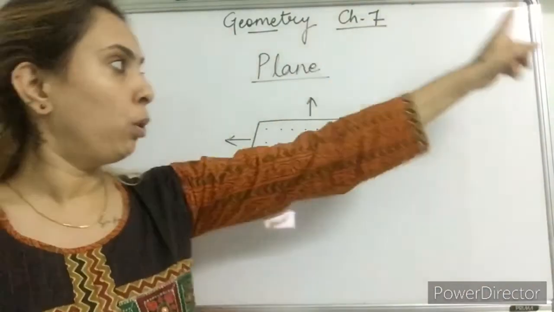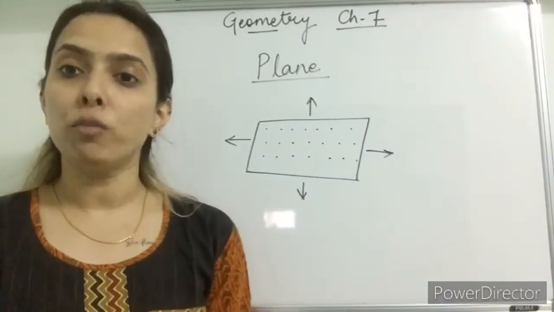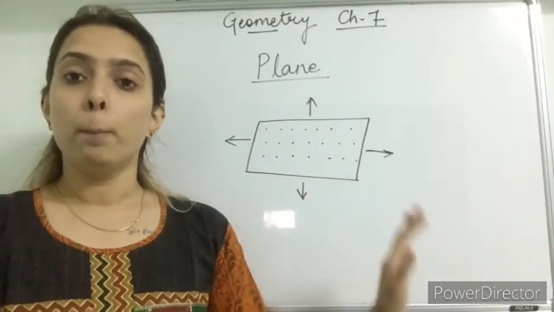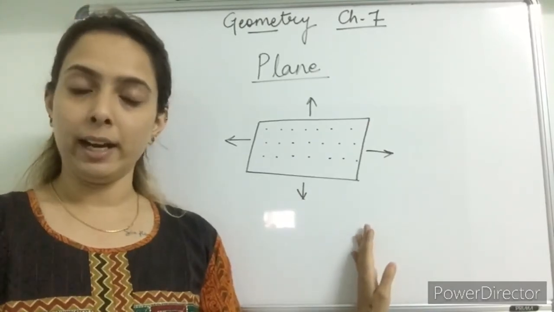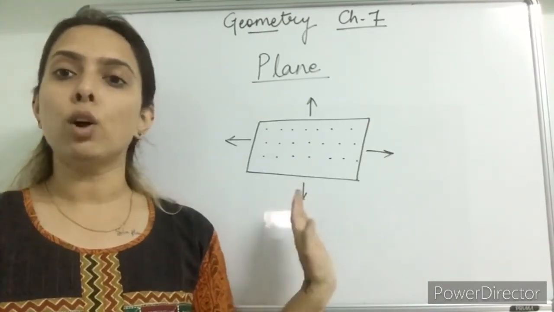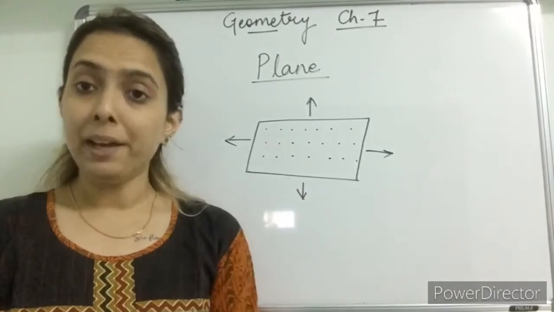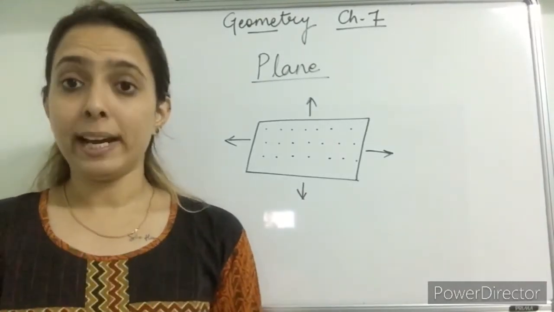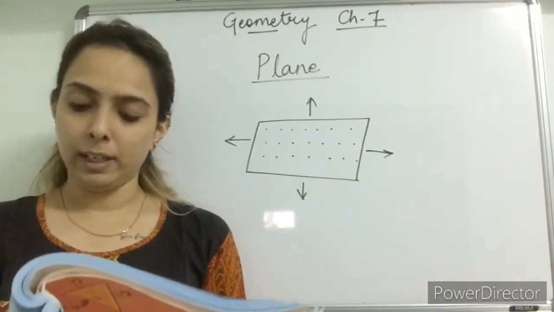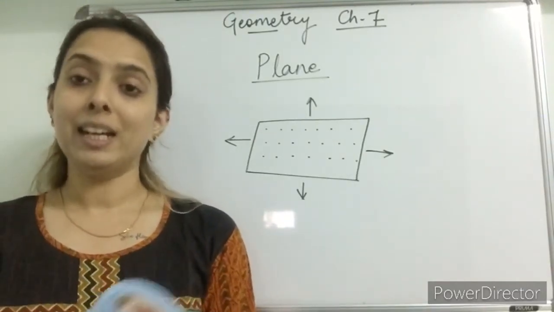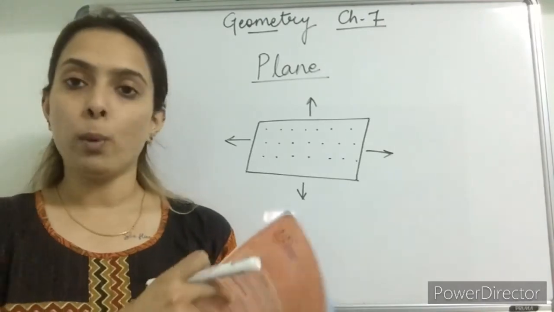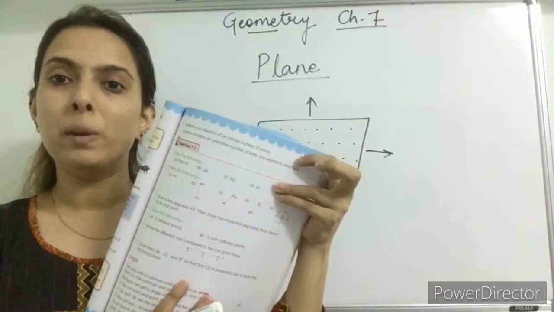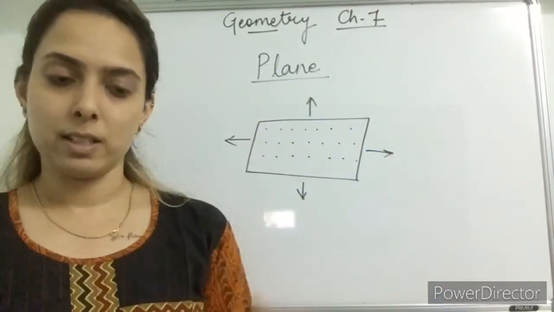If I talk about this board, it is a part of a plane. If it extends in all the directions, it will become a plane. But now it is not extending anywhere, so it is a part of a plane. So a plane is a flat surface that goes endlessly or extends indefinitely in all the directions. There are 2 points given on page number 111. You have to remember all the theoretical parts of this exercise.